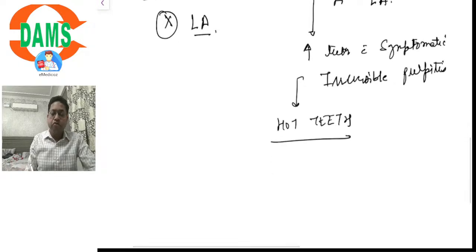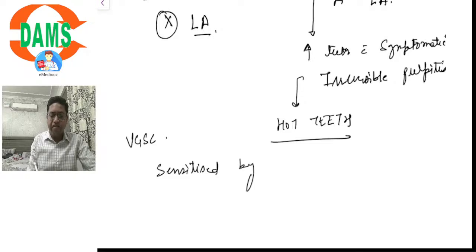Now these sodium channels, okay, they are sensitized by what? Voltage gated sodium channel subtypes 8 and 9, which are resistant to what? Local anesthetics. They are sensitized by prostaglandins.